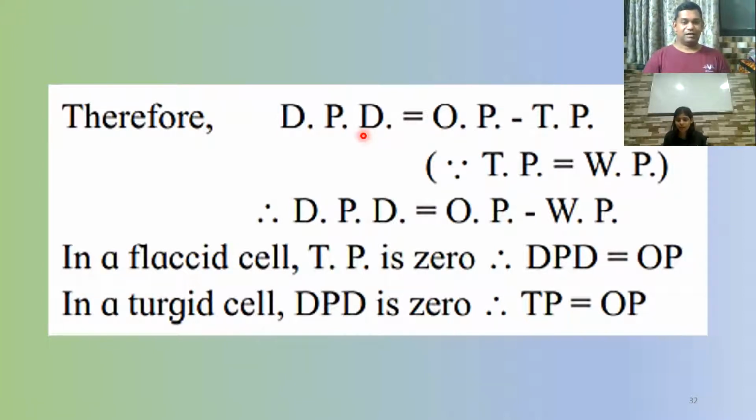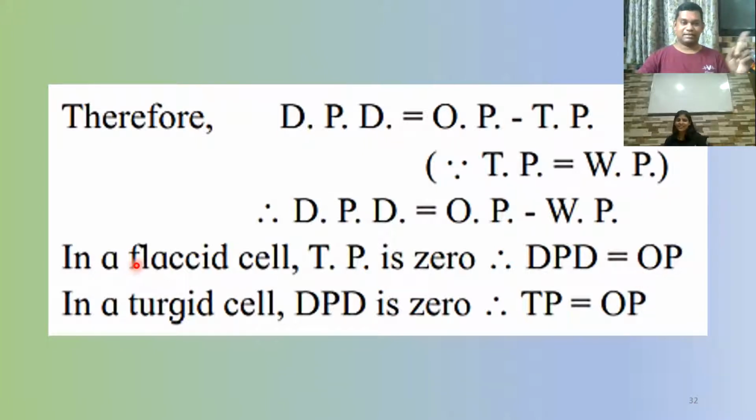Now, if a cell is fully turgid, TP is the same as WP, so in the formula replace TP, and DPD becomes OP minus WP. This applies to a fully turgid cell. If the cell is flaccid, shrunken, plasmolysed, then TP is 0. According to this formula, if TP becomes 0, then DPD is the same as OP.